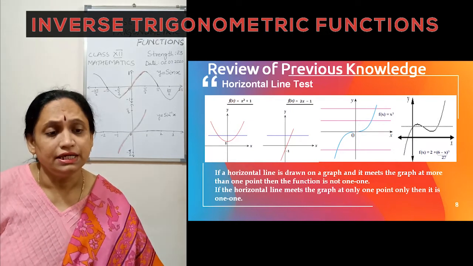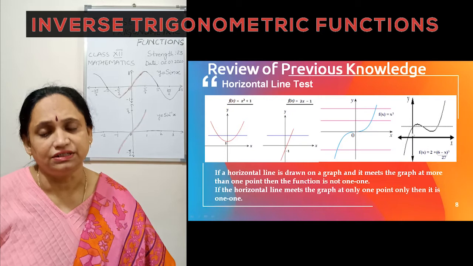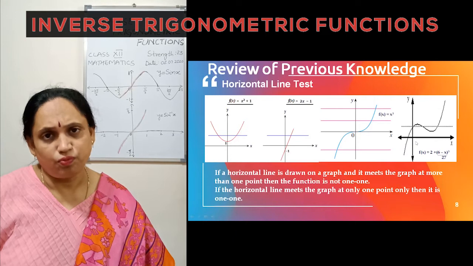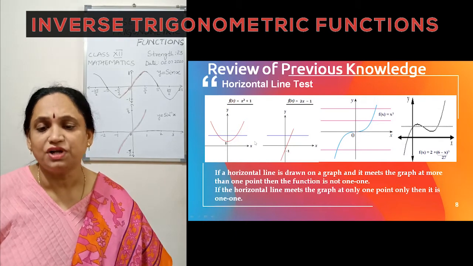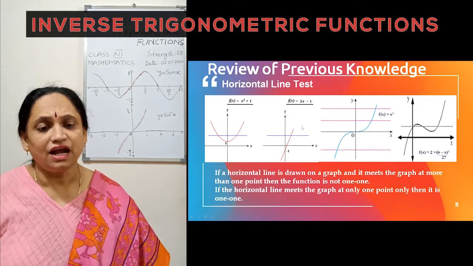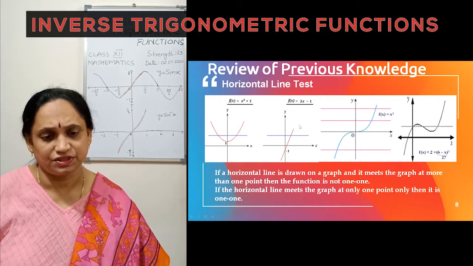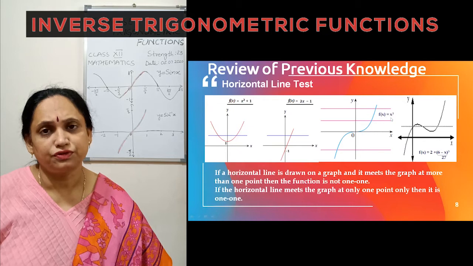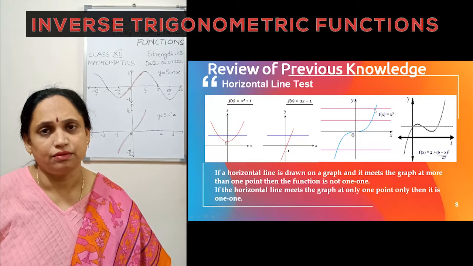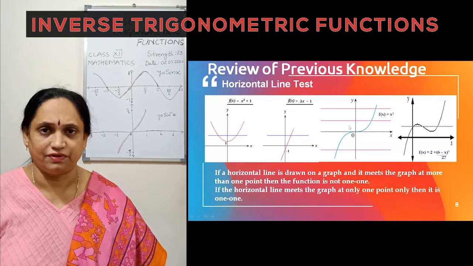And here you can see the first graph, which is parabolic, and the last graph, which is a curve, are meeting the horizontal line at 2 or more points. Hence, these two functions are not 1-1. And the graphs in between, that is the function f of x equal to 2x minus 1, which is a straight line, and the graph f of x equal to x cube, which is a curve, meet the horizontal line only at one single point. Hence, these two functions are 1-1.